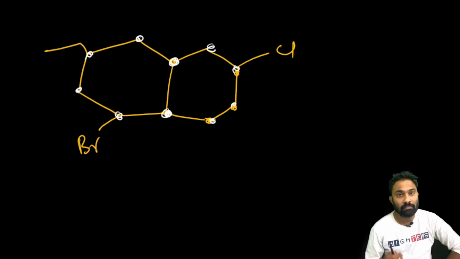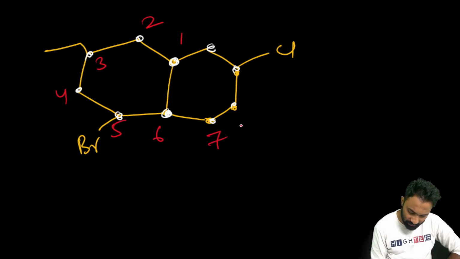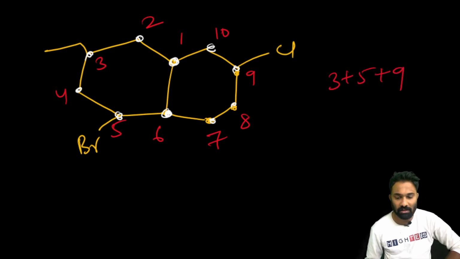Then after that, select that bridged carbon. Which one will give you the locant sum rule for the substituents? Now if I choose this bridged carbon as number 1, 2, 3, 4, 5, 6, 7, 8, 9 and it is 10. Clear? Then the substituents are getting 3 plus 5 plus 9.